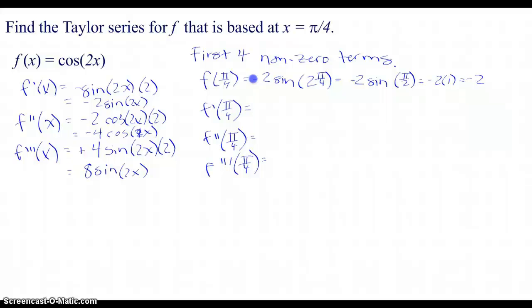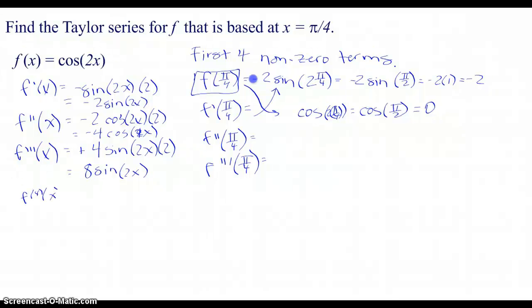Nope, working too fast. I picked up f prime. So we'll do this down here. This is the cosine of 2 times pi over 4, or the cosine of pi over 2, which is 0. So that tells us that this term will not be in our power series. So we're going to have to definitely generate at least one more term. So we'll go there. All right, now I'm back on track.